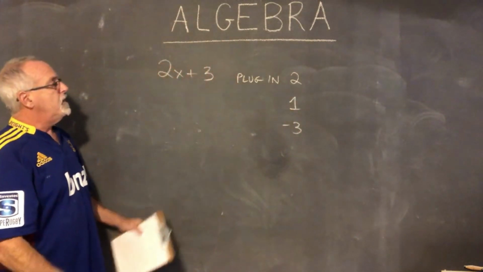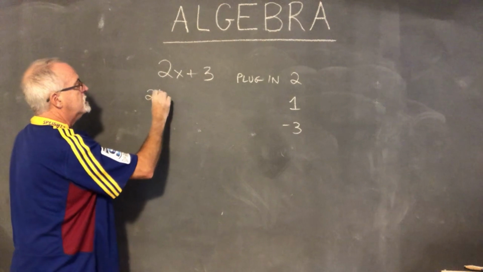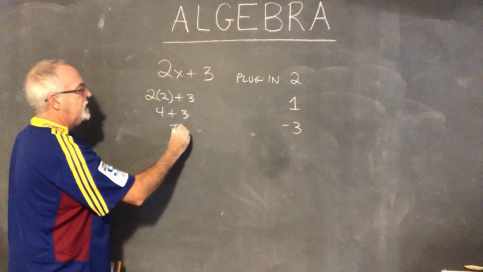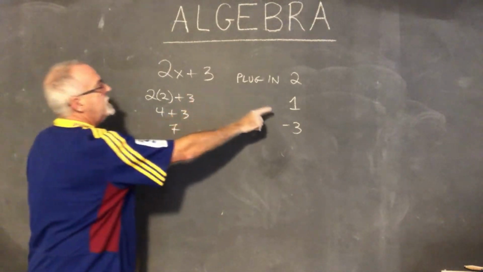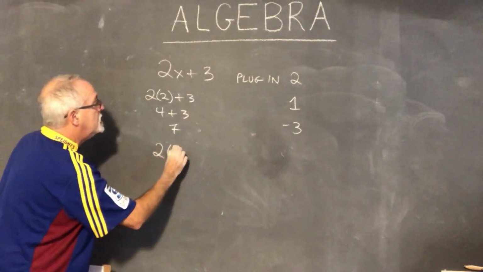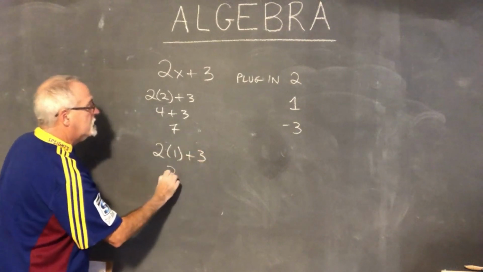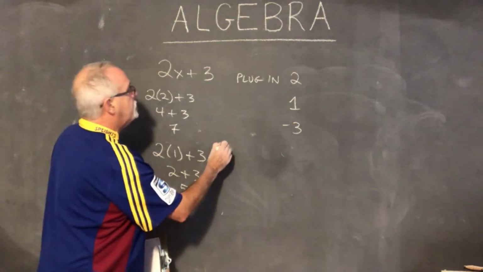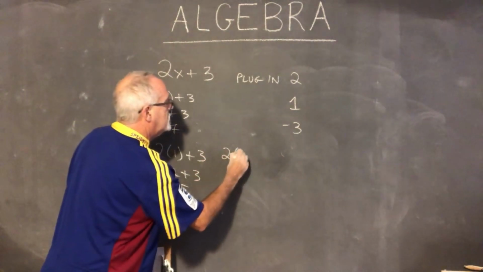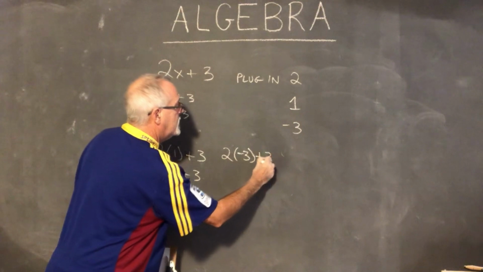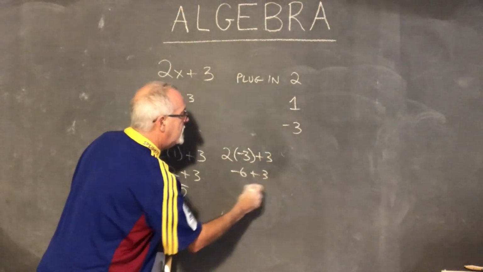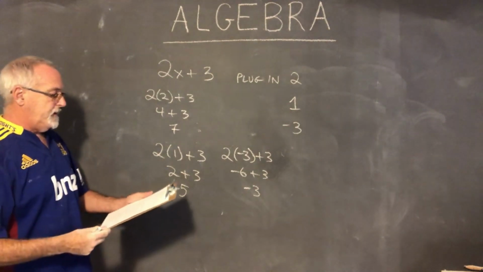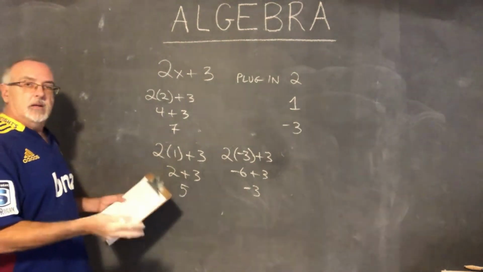Okay. If I plug 2 into this, I get 2 times 2 plus 3, which is 4 plus 3, which is 7. If I plug 1 into this, I get 2 times 1 plus 3, which is 2 plus 3, which is 5. This is easy and fun. If we plug -3 into it, we get 2 times -3 plus 3, which is -6 plus 3, which gives -3. We have our answers. We're able to do this, and it's fun. And it's like a little machine.